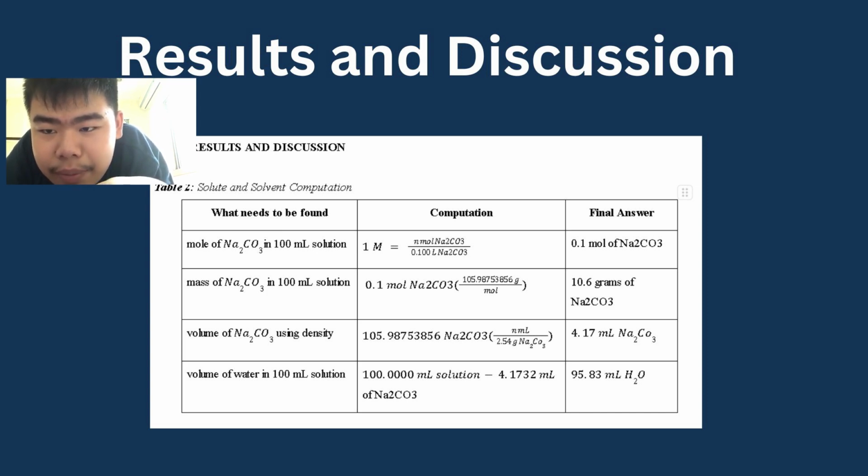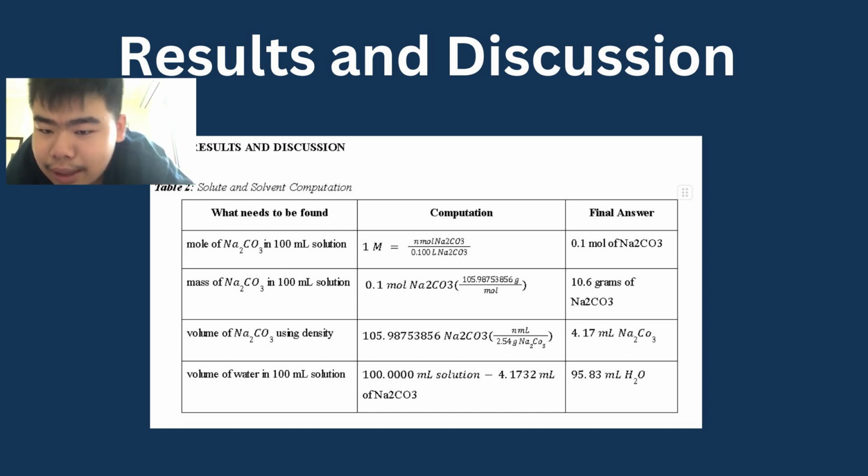For calculating the molar mass of sodium carbonate, the following values are considered. Na2 equals 22.9897692 multiplied by 2, C equals 12.011, and O3 is equal to 15.999 times 3. Adding up all these values, it yields 105.98753856.